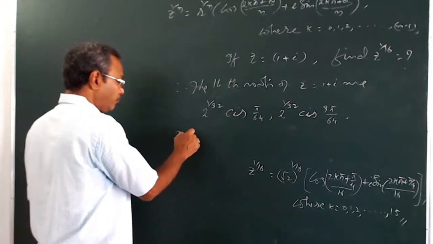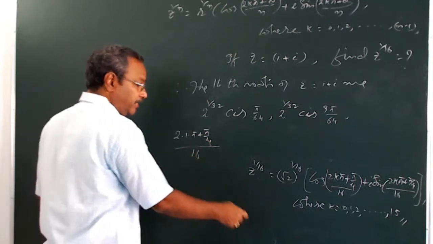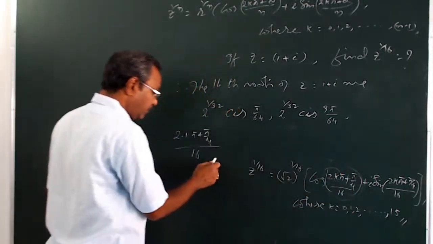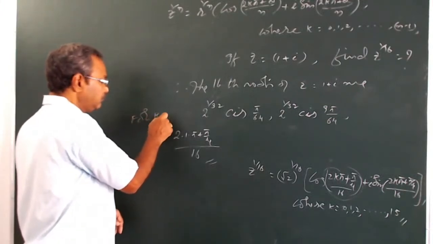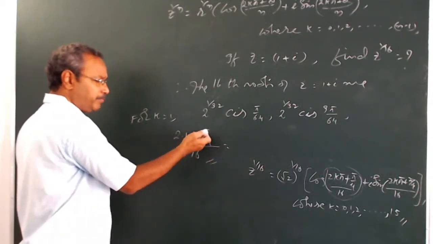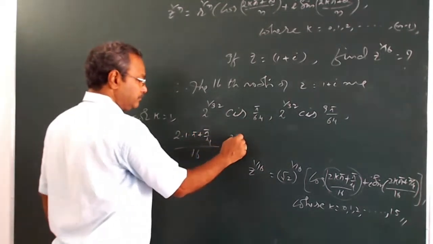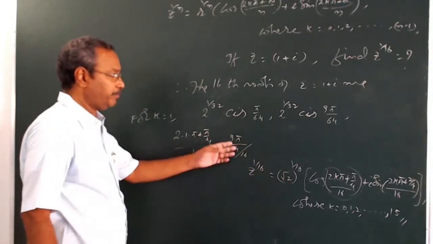2 into 1 into pi plus pi by 4, whole divided by 16. This is the quantity here for k equal to 1. On simplification, 8 plus 1, 9 pi by 4, whole divided by 16. It's 9 pi by 64.